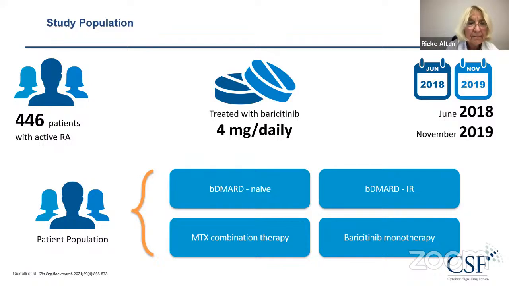Next slide, please. So you can see here the patient population. Most patients were treated with 4 mg baricitinib daily, and there was a high proportion of BioDMARD naive patients, and also patients in methotrexate combination therapy, but also monotherapy. Next slide, please.